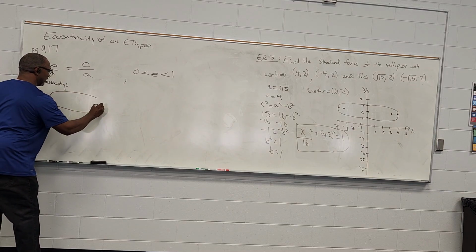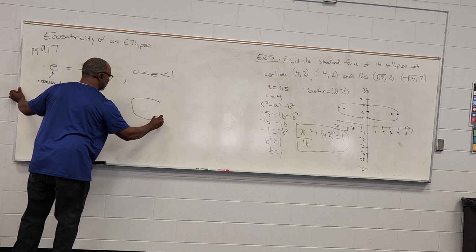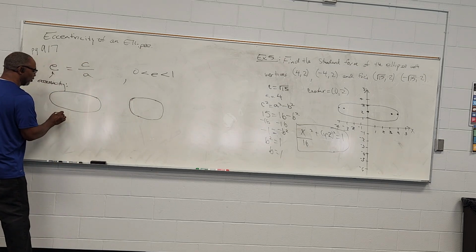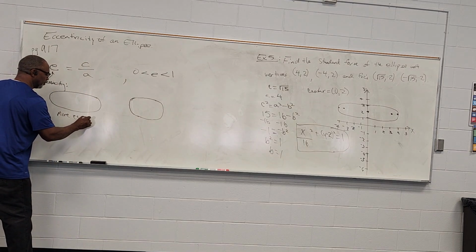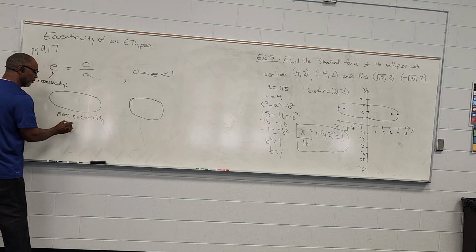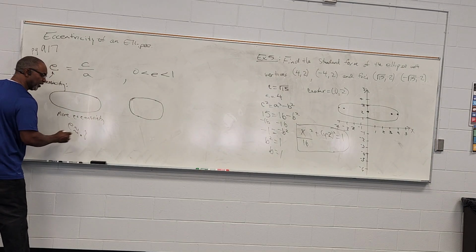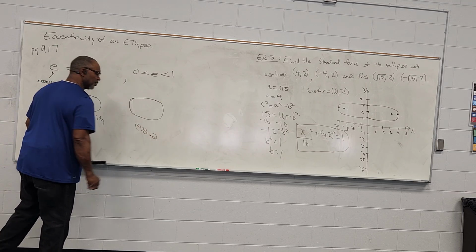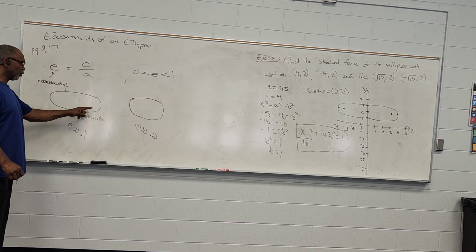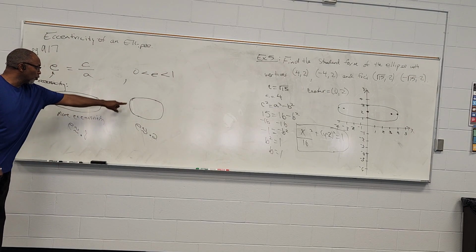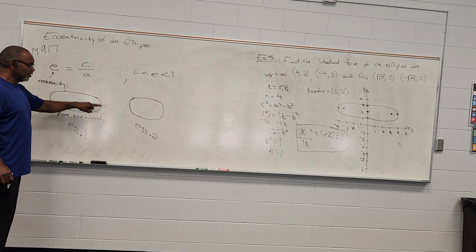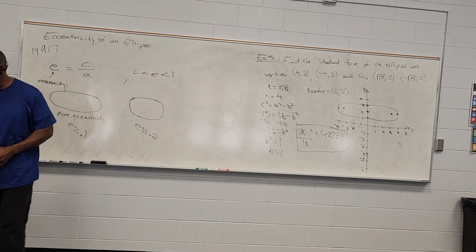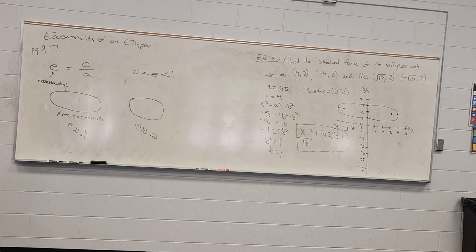So if I've got an ellipse that looks like that versus an ellipse that looks like this, this one has more eccentricity. So this one might have e approximately 0.8. This one might have e approximately 0.2. Okay? The closer that value gets to 1, the more elongated the ellipse is. The closer it is to 0, that ellipse is closer to a circle. It doesn't have a lot of elongation at all. So that's called the eccentricity of an ellipse.